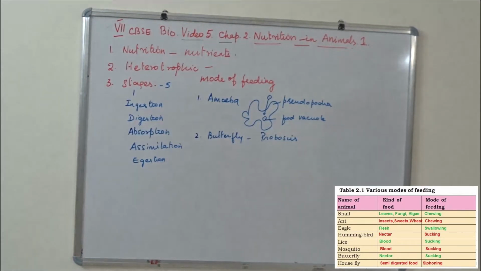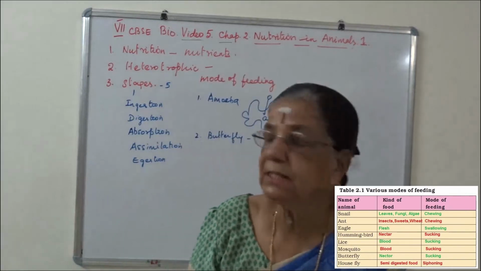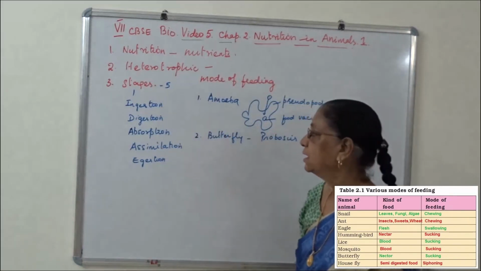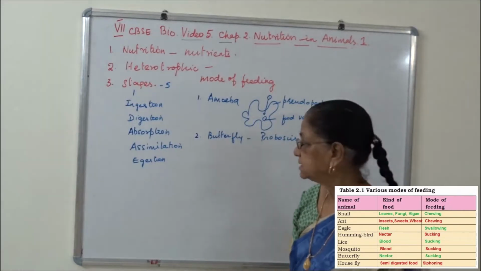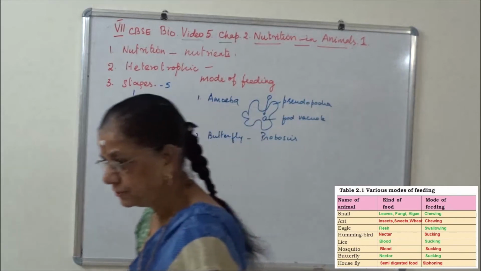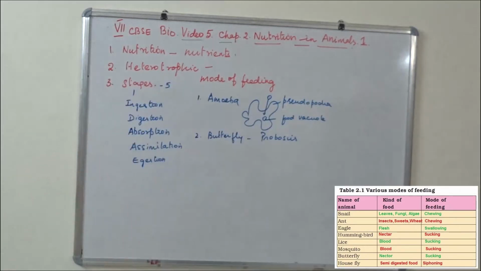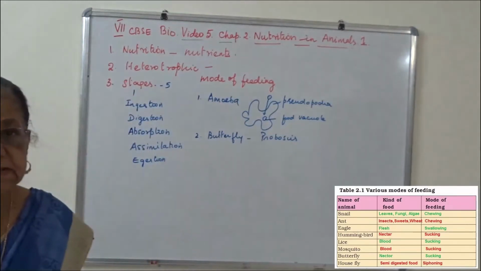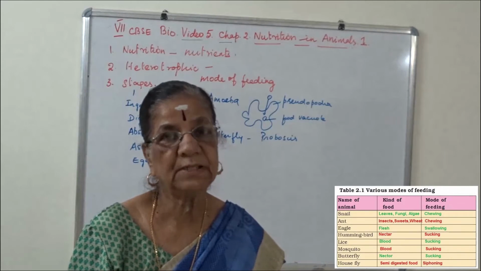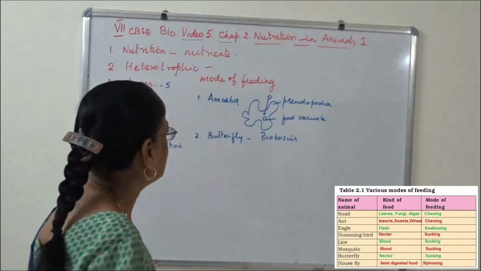Then we will go to the next session, the process of digestion. The process of digestion has ingestion, digestion, absorption, assimilation and egestion. Right? And these five steps take place in the digestive system and the associated digestive glands.